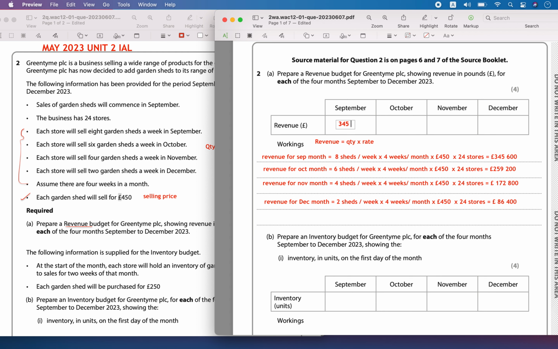For the month of September it is 345,600. For the month of October the revenue they get is 259,200. For the month of November it is 172,800, and for the month of December it is 86,400.